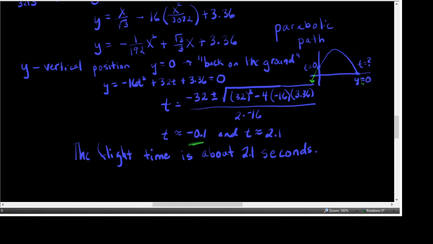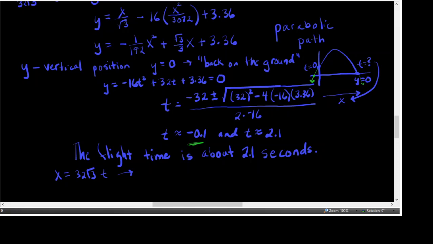And then what's the horizontal distance that it travels? So the first question was when y is 0, what's t? Well, now that we know when that happens, the second question is asking us what's x, using the time that we just found. So x, the equation for x that we had, was 32 square roots of 3 times t.